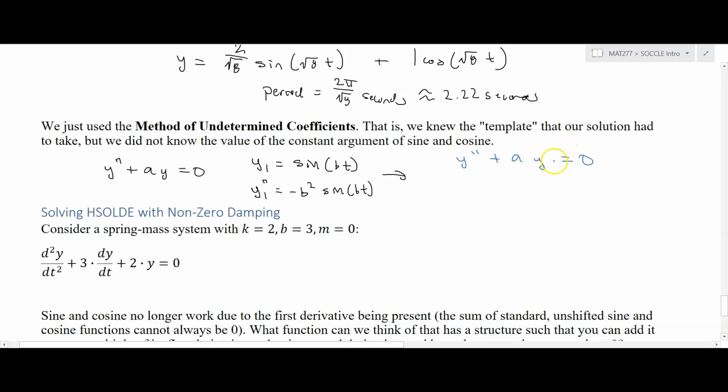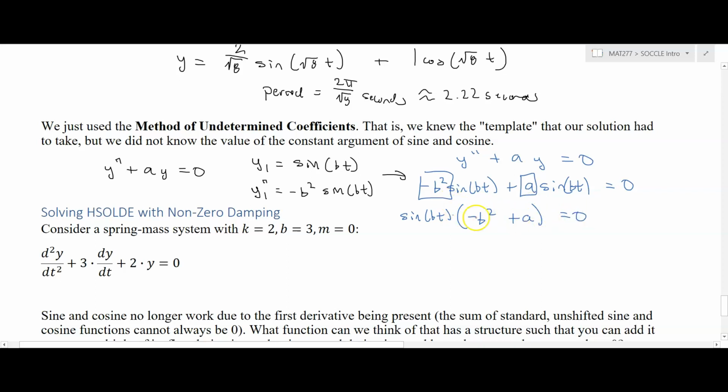And now I'm not questioning the equality because I'm going to solve for the value of b that makes that equality true. So here we have negative b squared sine of bt plus a times y, well, y is sine of bt, and that has to equal 0. Now, if I factor out a sine of bt, or you just view this as, if you add these together, the coefficients are going to add, right? If you have the same function, like terms, the coefficients add. But you could also look at it as, let me factor out a sine of bt.